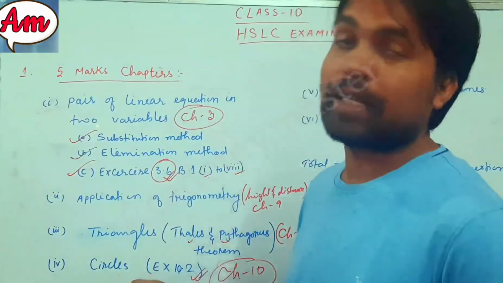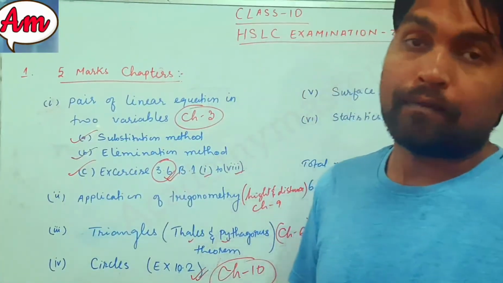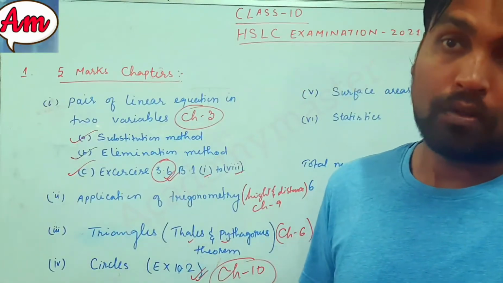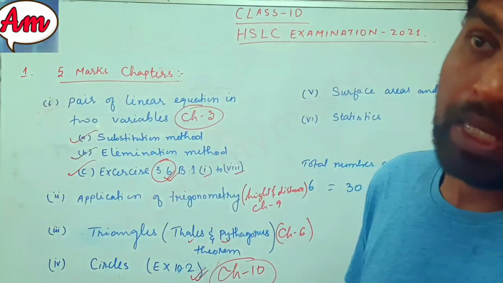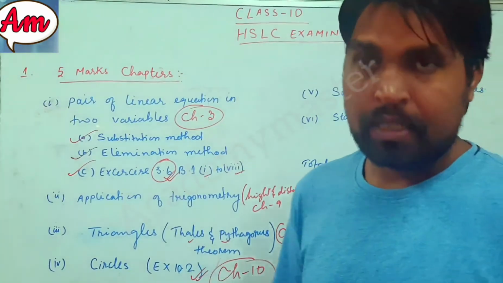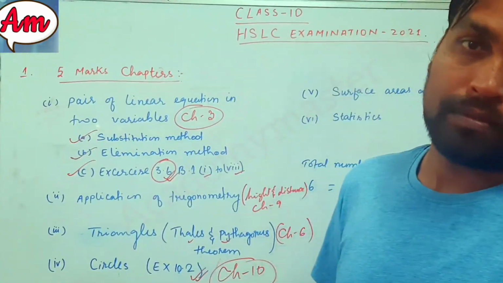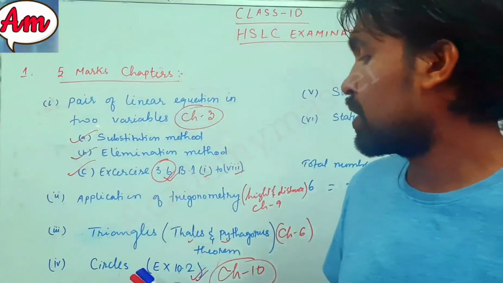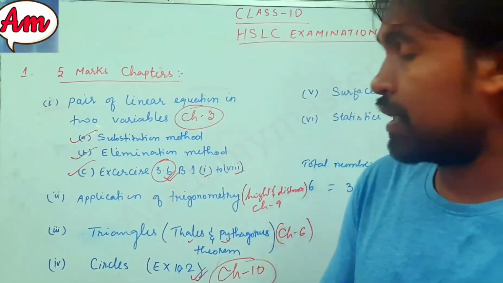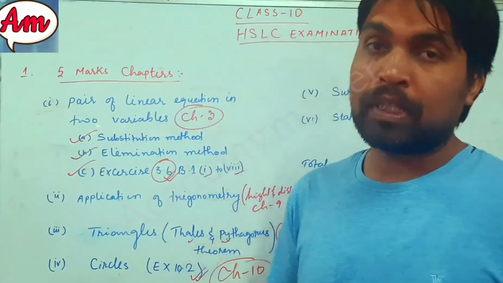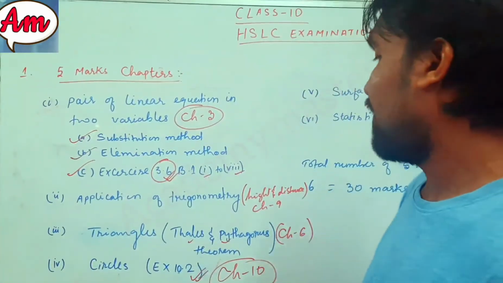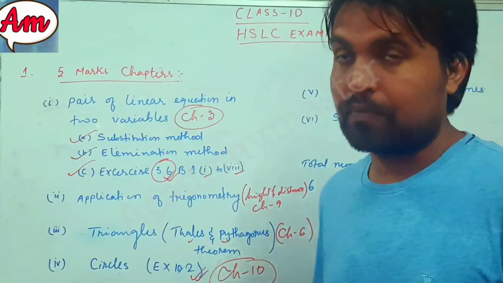Hardly 10 questions are there in circle, and out of those 10, along with the examples, you will be getting one 5-mark question, and two theorems are there in this. Those theorems are not 5-mark theorems, they are small theorems, but there are 10 questions in exercise 10.2. Please practice it. It will give you around 5 marks. One 5-mark question will be coming from this section.